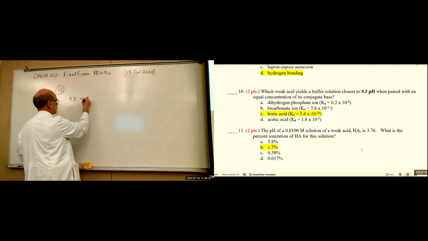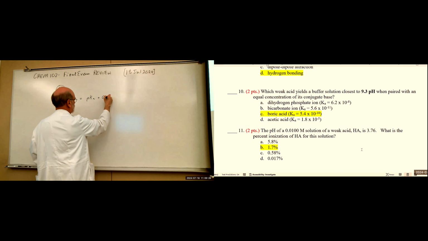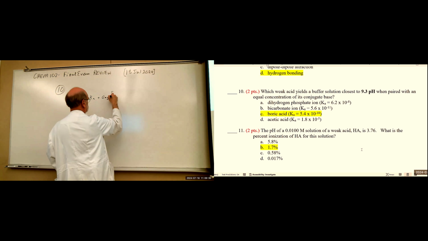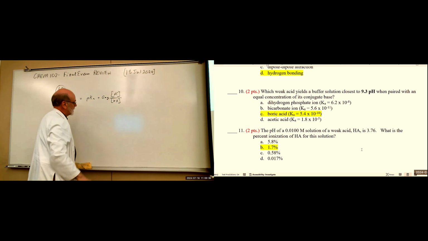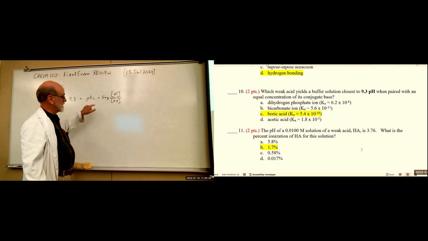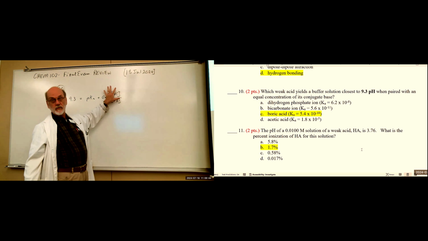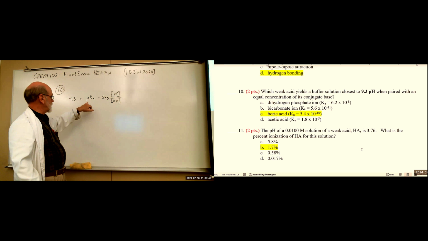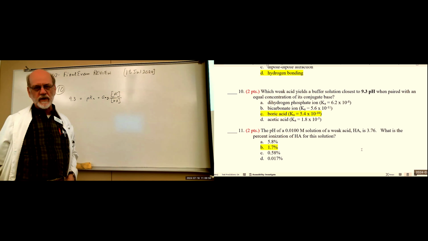Well, 9.3 is going to be equal to pKa plus the log of the conjugate base divided by acid. And we're only concerned with this comparison here, because if it's a buffer, we're going to say those are equal and that term just goes away. So we're looking at a comparison here. Which one has a pKa that's close to 9.3?